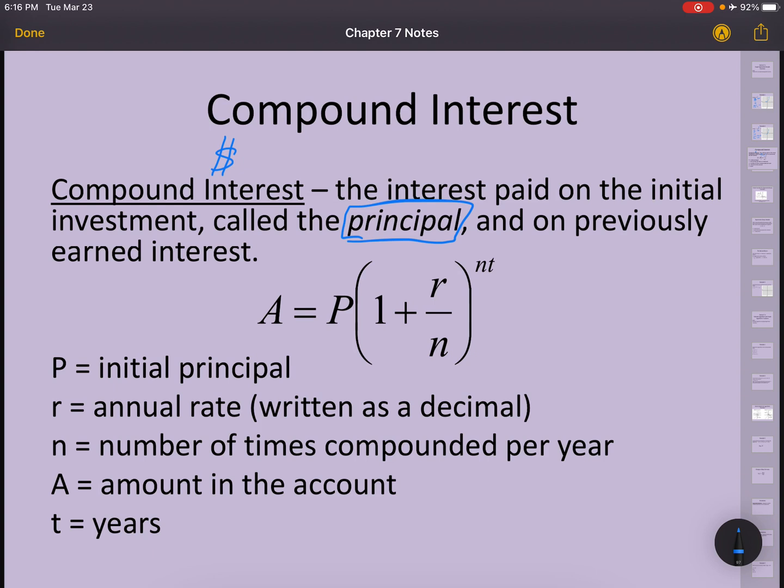So P is your principal, R is the annual rate, and we're writing it as a decimal still. N is the number of times compounded per year. So if "compounded" is in the word problem, then you're going to use the compound interest formula. And A is the amount in the account after you calculate using the formula, and T is still in years.